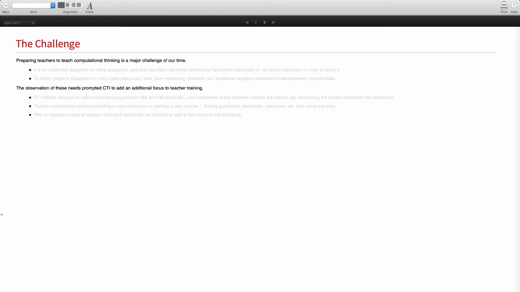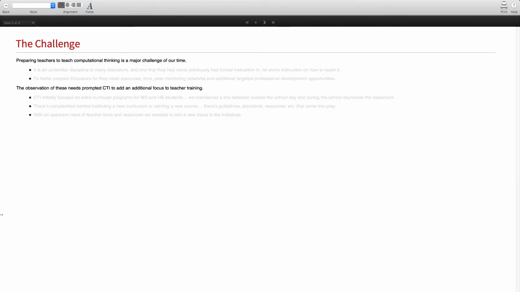To better prepare educators for this, we realized that we need to understand that they need time, resources, a network of peers to support them, and essentially the support to guide them in this process. So the observation of these needs prompted myself and us at CTI to add a new focus to the initiative. And that's essentially teacher training.